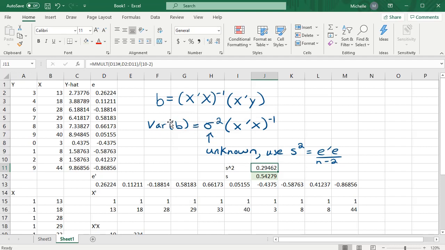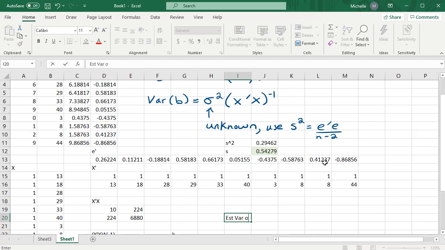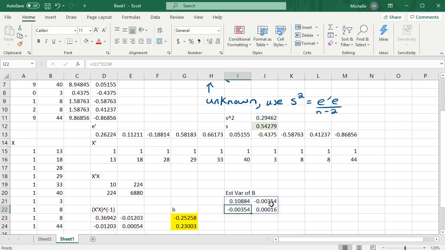So we're going to plug that in here and find the estimate of this variance. Let's do that next. Where do I have room to do that? I am going to put that as estimated variance of b. This is going to equal this guy times this guy. I have already calculated it here, so I can just type it like that, and there we go. The diagonals are our variance terms, and the off diagonals are the covariance terms.